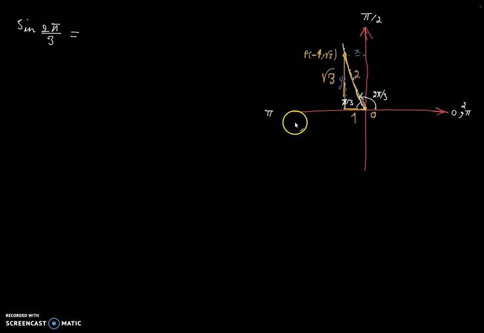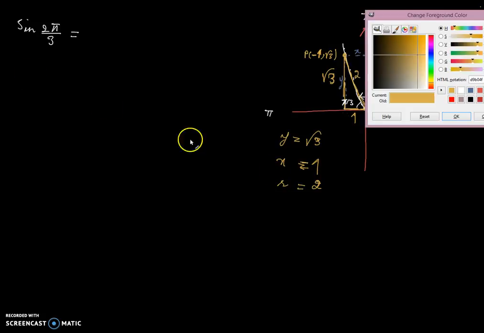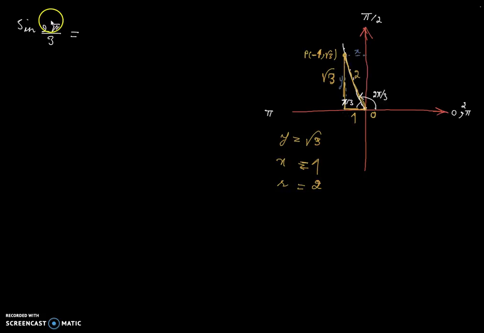So your y value is root 3. Your x value is 1, and your r value is 2. Oops, sorry. Your r value is 2. So now you know everything that you need, and so you can calculate everything.